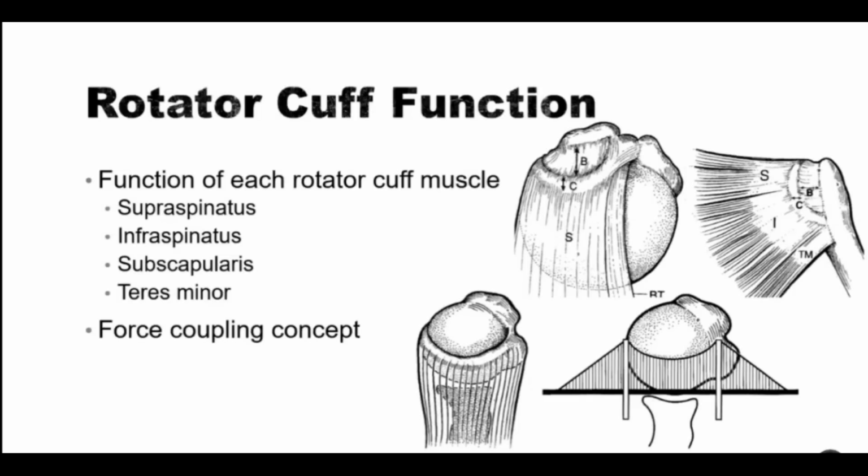Teres minor is also external rotation, but that's external rotation with the arm in abduction, and then you externally rotate from there. Okay, so arm in 90 degrees of abduction, and then external rotation from there. That's teres minor. Okay. There's a really important force coupling concept where the muscles on the front balance out the ones on the back. And so that's very, very important.